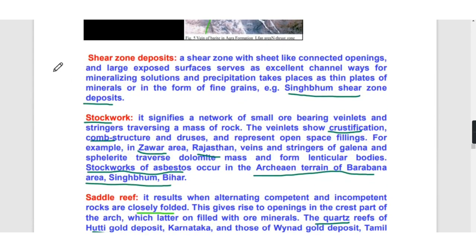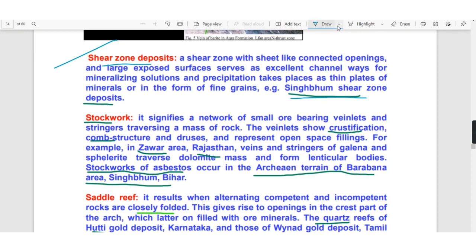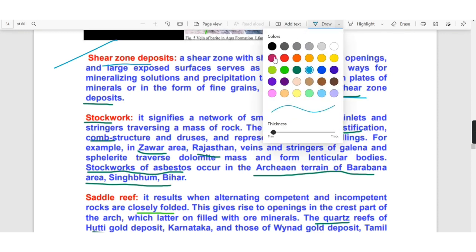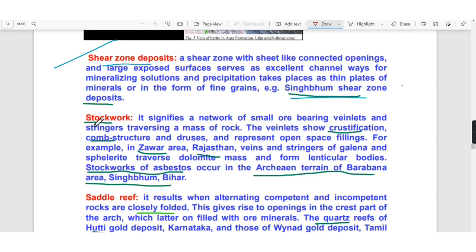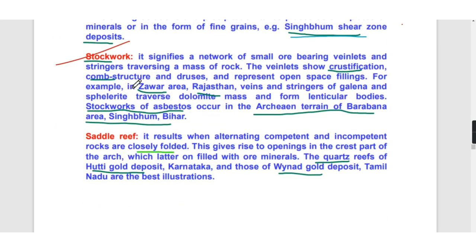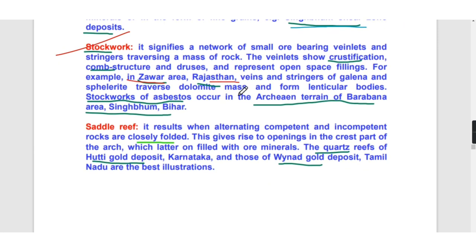Okay. So shear zone deposit. In exams, mainly the examples of these deposits are asked. Okay. So in shear zone deposit, we see Singhbhum shear zone deposit. It is the example of shear zone deposit. Stockwork, as I have told earlier also, is mainly found in the Zawar area, Rajasthan veins. Okay. In the Archean terrain of Barabana area, Singhbhum, Bihar.